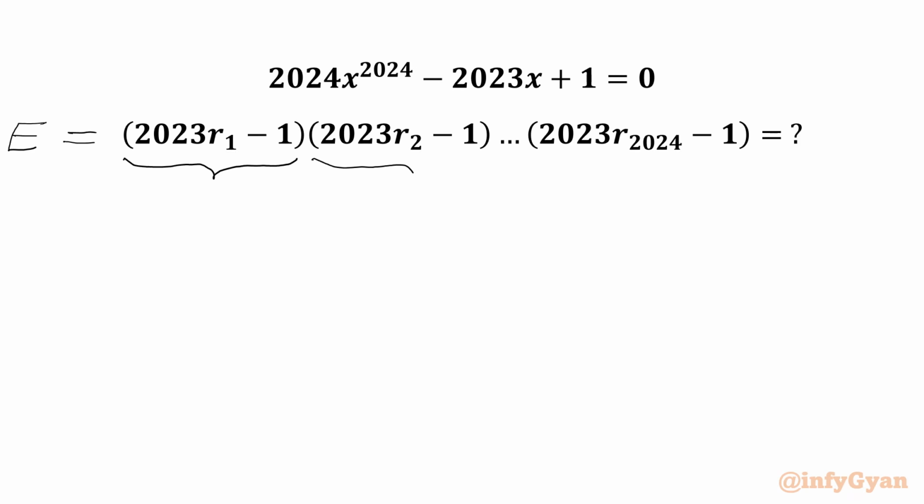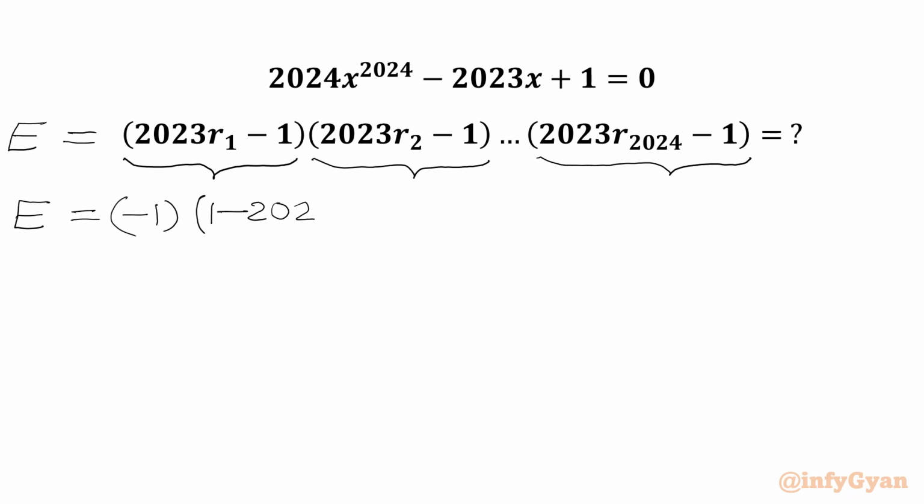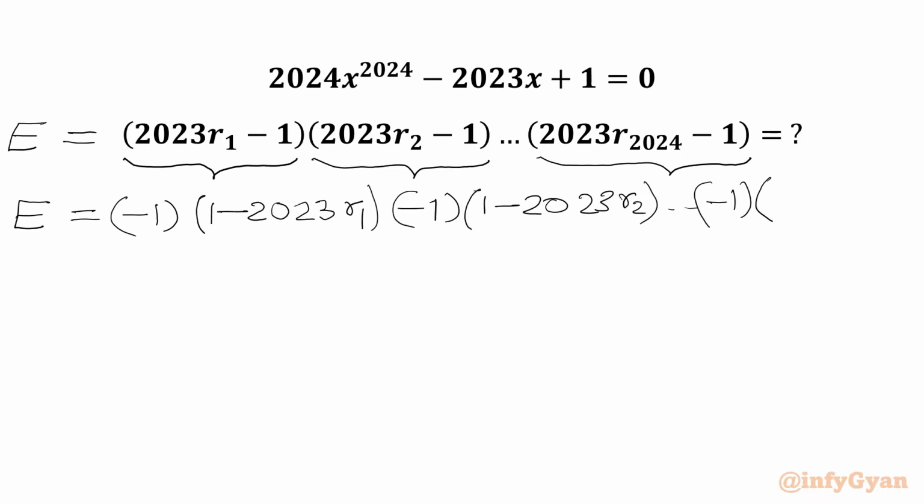Let's take -1 common from each of the brackets. So I can write E will be equal to -1 is common, so in the bracket there will be 1 minus 2023 R1, times -1 is common, in the bracket 1 minus 2023 R2, and so on. In the last bracket, we'll write 1 minus 2023 R 2024.